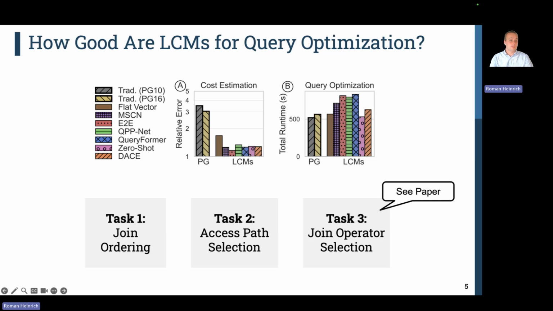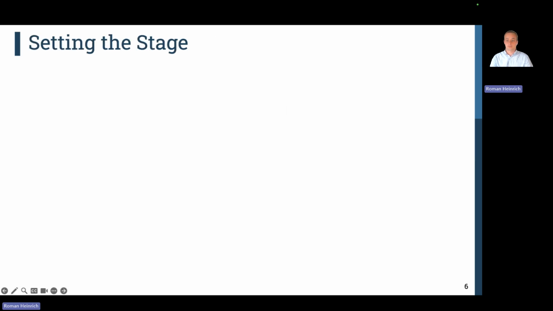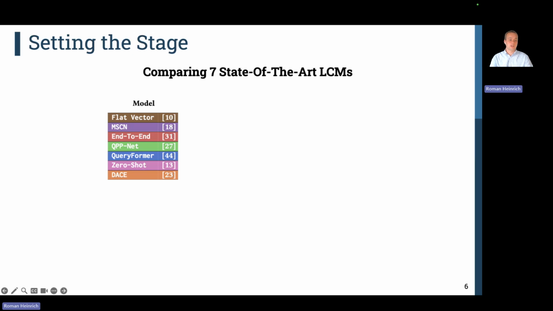Before actually looking at the numbers, let's first set the stage. In our paper, we could not evaluate all available models as there are just too many, but we selected a set of representative models that reflect the diversity of approaches and also come with published code. In our paper, we compared 7 state-of-the-art models, which you can see here on the slide. I will now guide you through the main dimensions of learned cost models to give you a better understanding of how they actually work. One dimension is the plan representation, which is flat or graph.